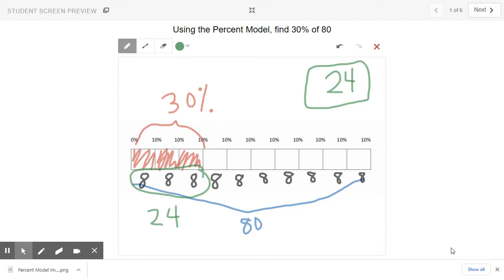So to find 30%, we shade 3 boxes to represent 30%. That would represent 3 eighths, which equals 24. So 30% of 80 equals 24.